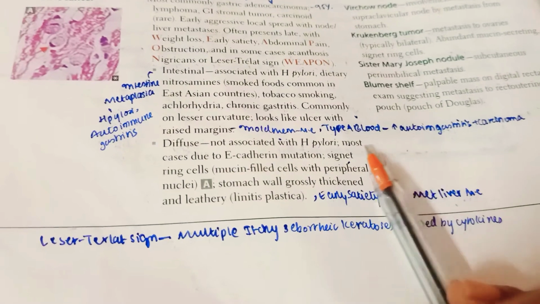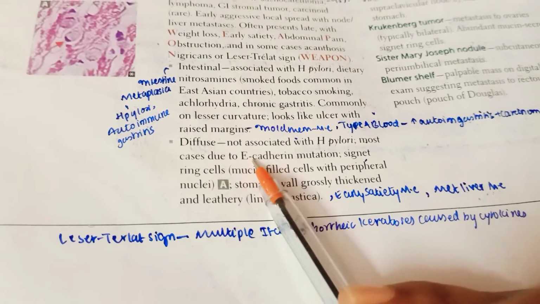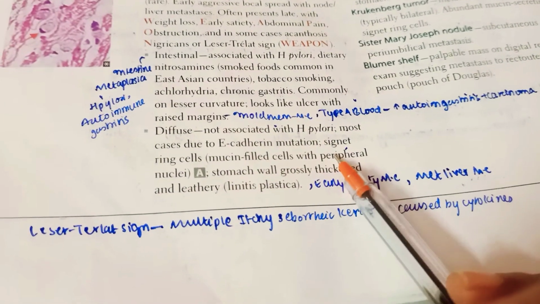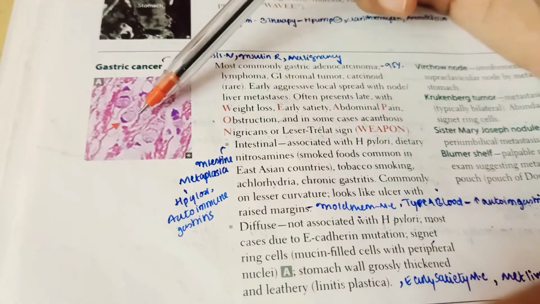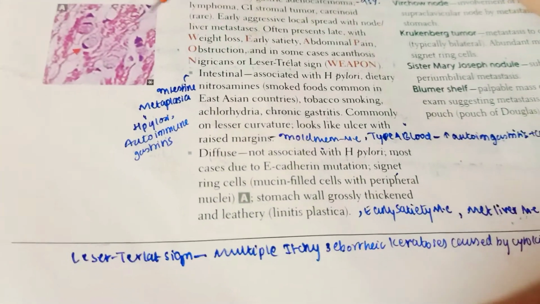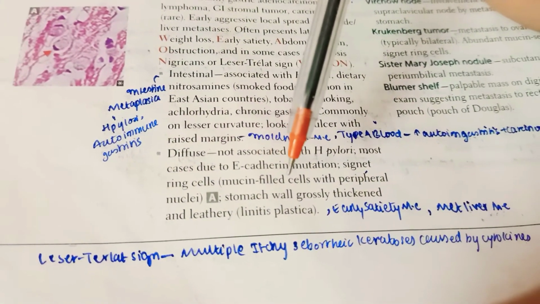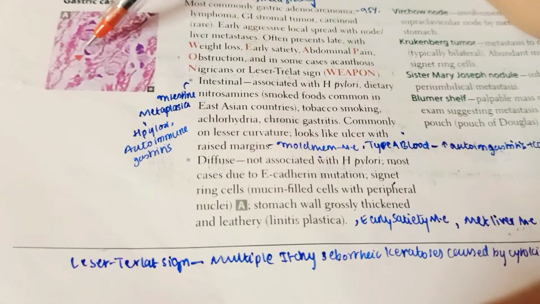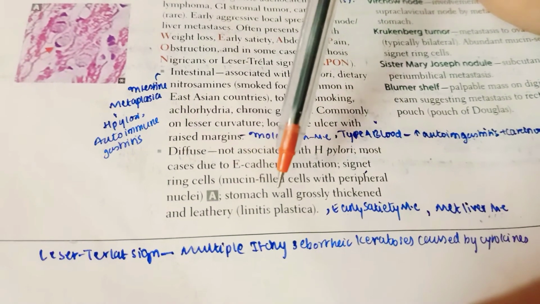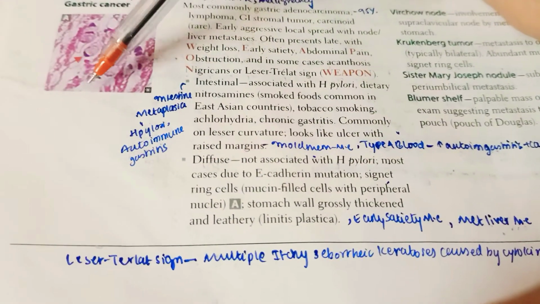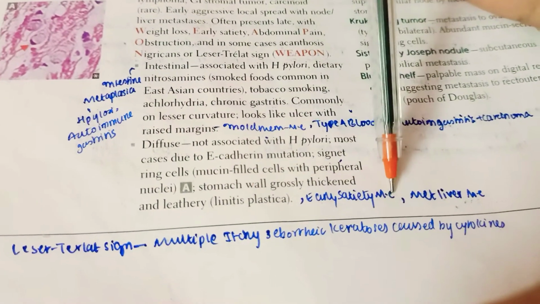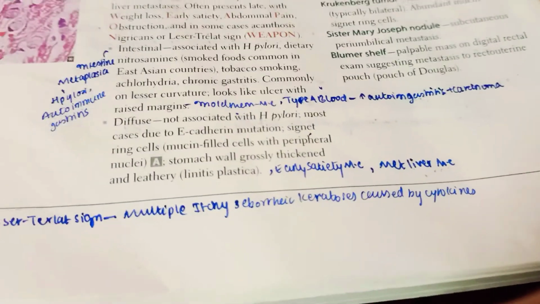Next there's another type, that is diffuse gastric cancer. It is not associated with H. pylori. It is mainly due to E-cadherin mutation. Here the signet ring cells are seen. You can see these are signet ring cells. These are the mucin filled cells with peripheral nuclei. And the stomach wall is grossly thickened and leathery, that is called linitis plastica. Okay, here also early satiety is common, metastasis is most common to the liver.